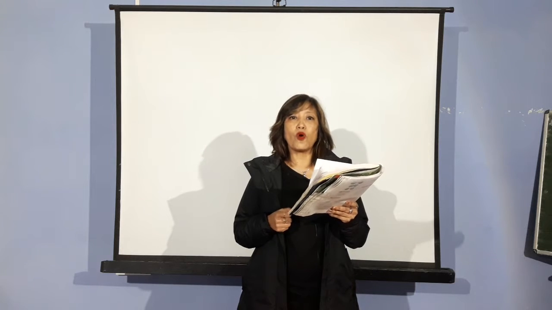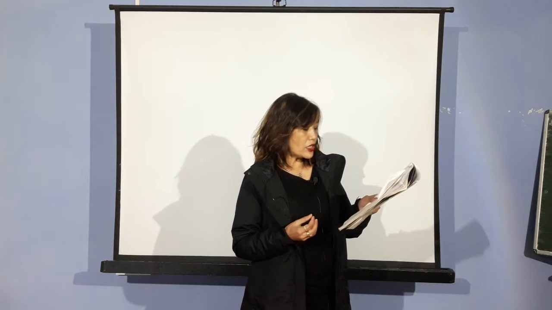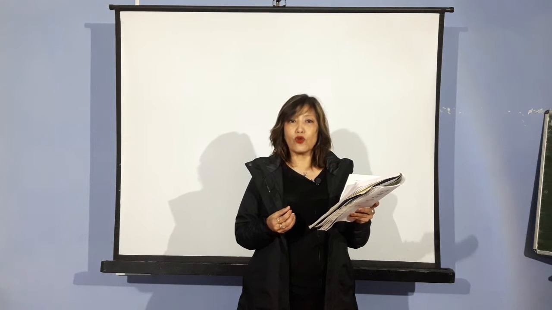Number 1, the term cell was coined by. So, who coined the term cell? The answer is Robert Hooke. Then question number 2, the cell wall is made up of. What is the cell wall made up of? And the options are proteins, fats, cellulose, vitamins. And the answer is cellulose.